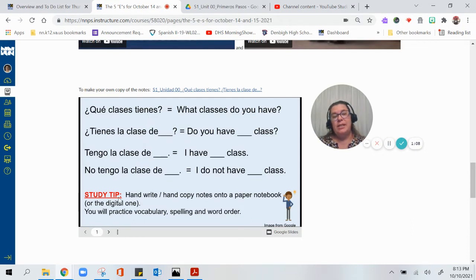An extra study tip, it really helps to practice writing by copying the notes. Is it exciting? No, but sometimes it helps to have the computer open here and a notebook off to the side, whether you're right-handed or left-handed, you choose the side that you need, and just physically practice writing those upside-down question marks, those capital letters, the order of the word, whether or not a word has an accent mark.